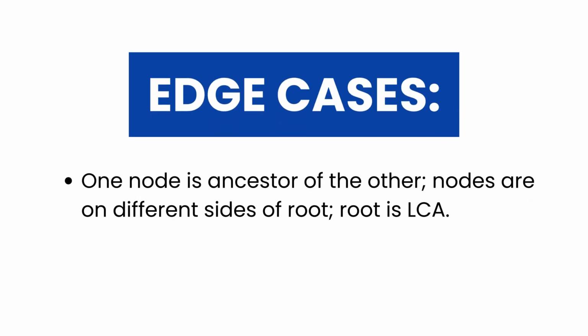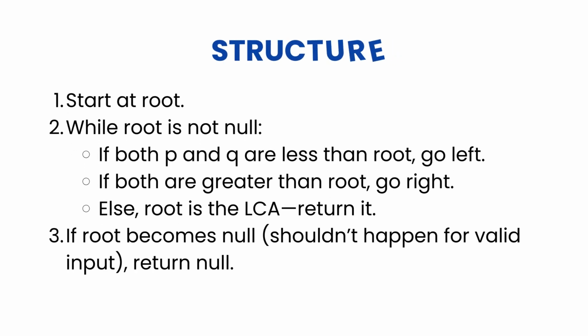Edge cases. One node is ancestor of the other. Nodes are on different sides of root. Root is LCA. Here is the structure. Start at root. While root is not null, if both P and Q are less than root, go left. If both are greater than root, go right. Else, root is the LCA, return it. If root becomes null, shouldn't happen for valid input, return null.